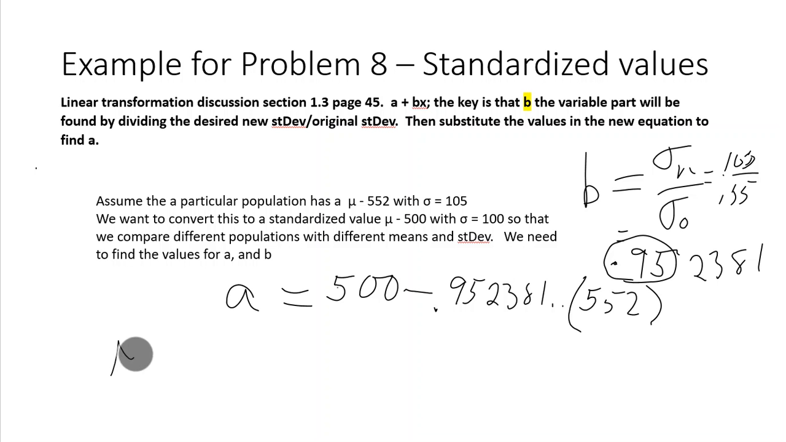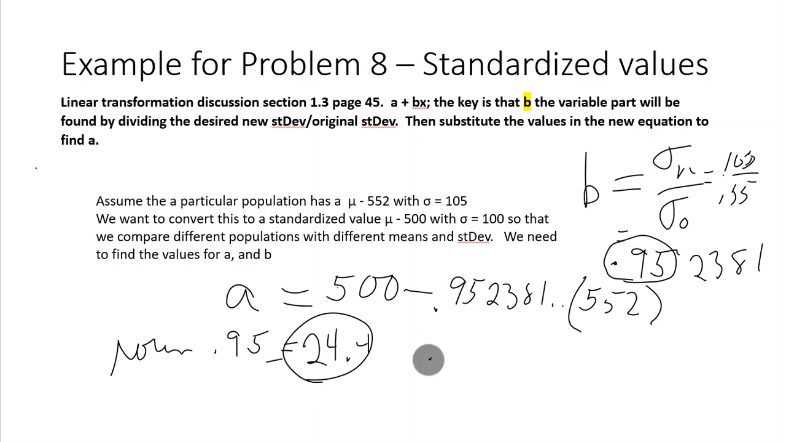If you use a rounded 0.95 for this particular example that I'm giving you, you're going to get a negative 24.4 for your answer. That's wrong. But if you leave it as 0.952381 and you don't change your calculator, your answer is going to come out to negative 25.71. So be very careful of your use of calculators.